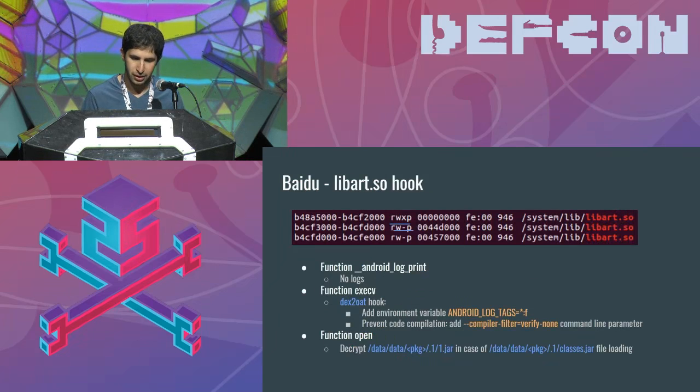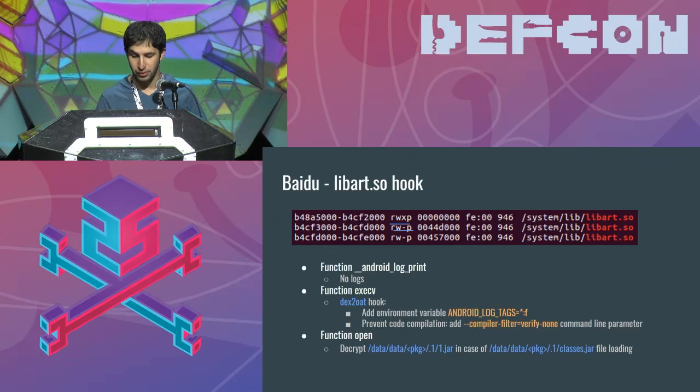And we can see that the hooking in libart by Baidu is a bit different. It hooks the Android log print function in order to prevent any logging. So if you try to debug it, you can't. It will be harder for you to understand what's happening. And it hooks the execv function.